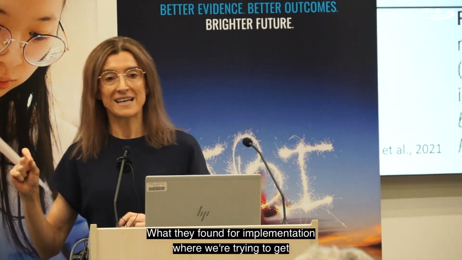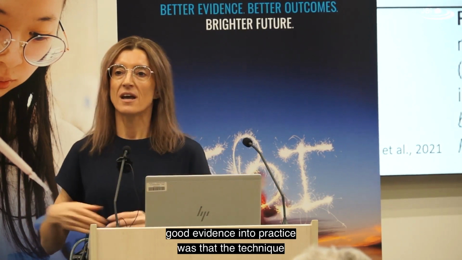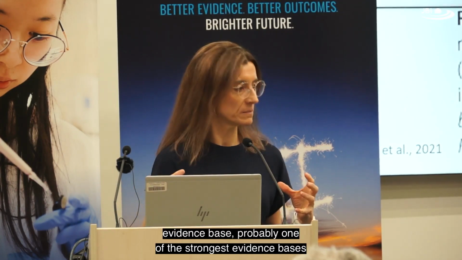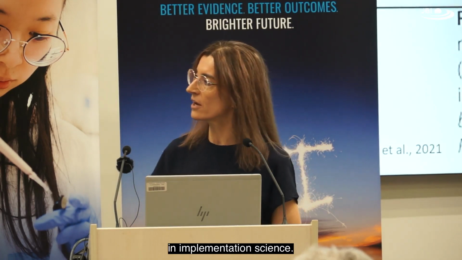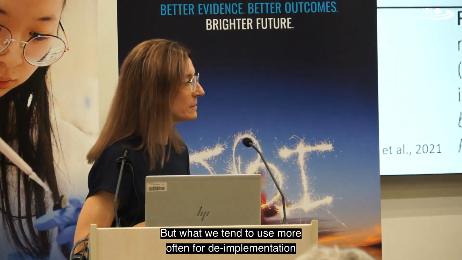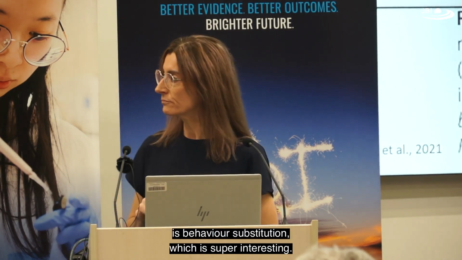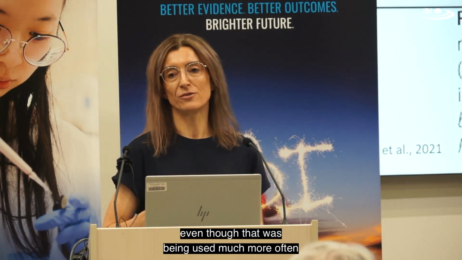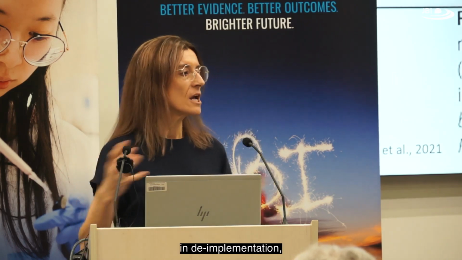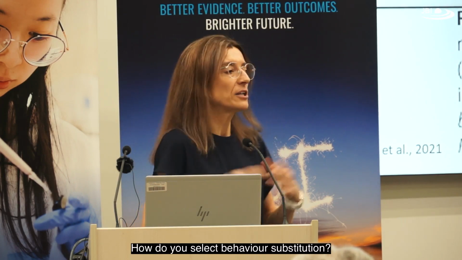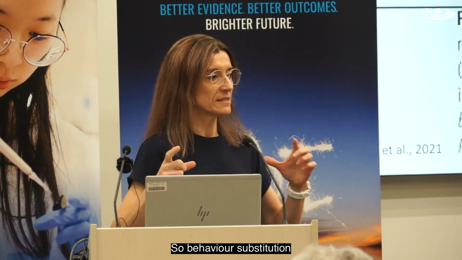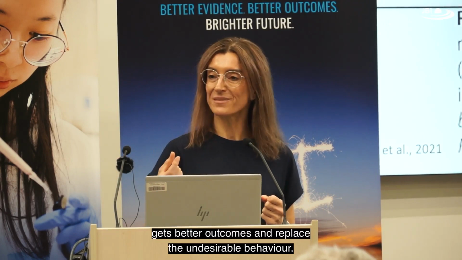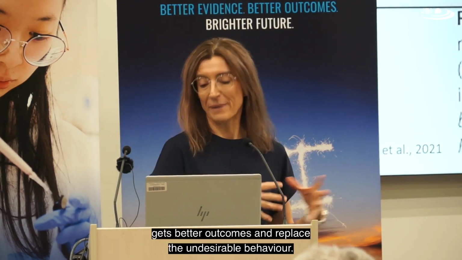What they found for implementation, where we're trying to get good evidence into practice, was that the technique most commonly used is audit and feedback. And I'm not surprised, because that has a strong evidence base, probably one of the strongest evidence bases in implementation science. But what we tend to use more often for de-implementation is behaviour substitution, which is super interesting. And they found that with behaviour substitution, even though that was being used much more often in de-implementation, there were no guidelines around how to do it. How do you select behaviour substitution? So behaviour substitution is where we bring in a new behaviour, ideally a behaviour that has a stronger evidence base, gets better outcomes, and replace the undesirable behaviour.